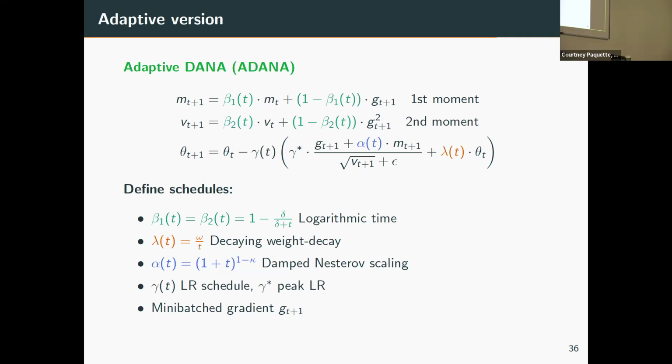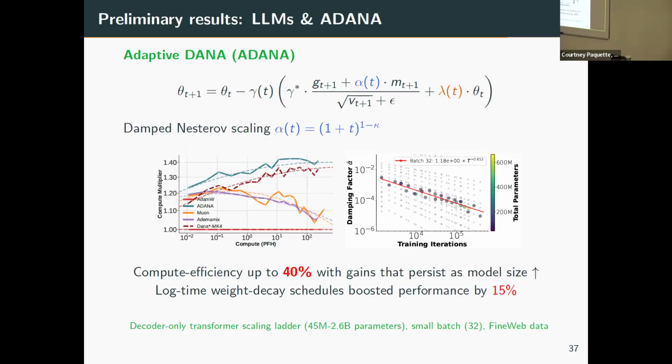Then you want to choose your damping coefficient to be 1 plus t to the 1 minus kappa. You might say, why is there a 1? It's because I use an EMA here. In typical momentum settings, you don't have this EMA thing, so you gain an extra power here. And it worked. We are really excited.